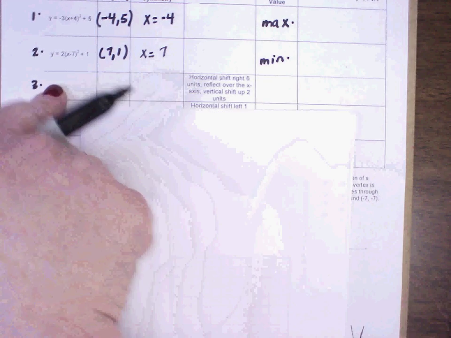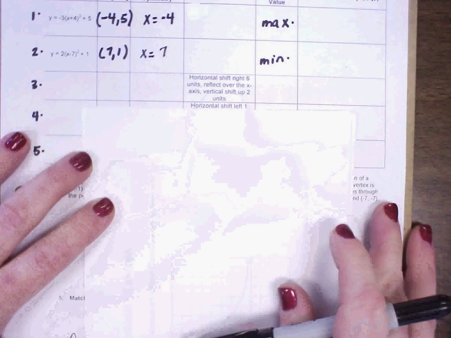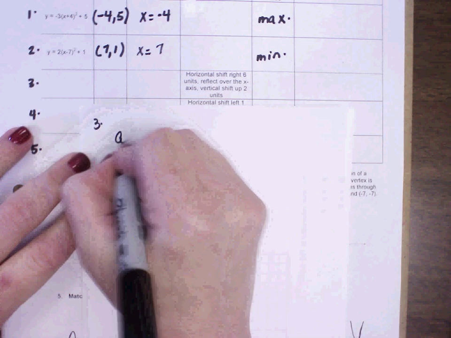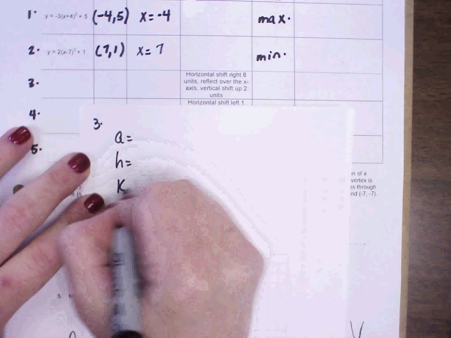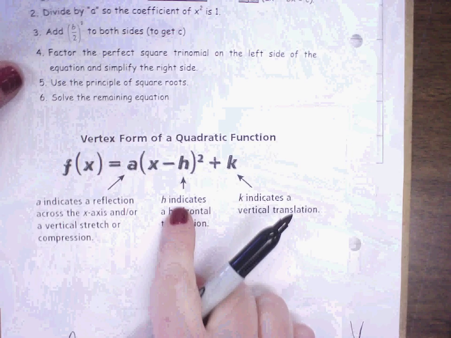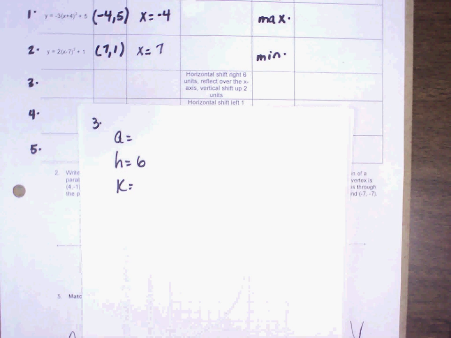Alright, now we have it in words, and we need to go backwards, okay? So it's still the same thing. You still have to find A, H, and K, okay? Horizontal shift to the right. Horizontal would be H, right? If it's to the right, that means it was positive 6. Very good. You got it.